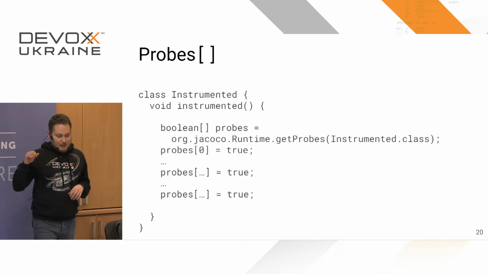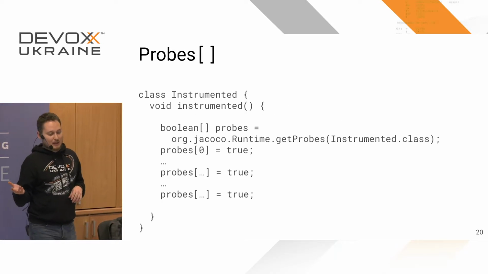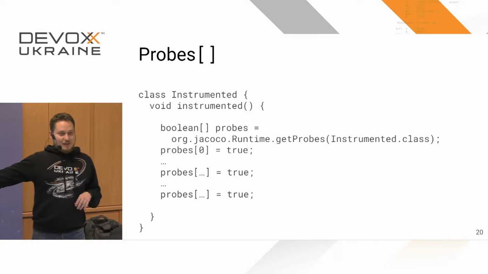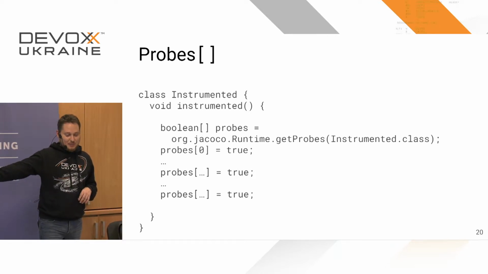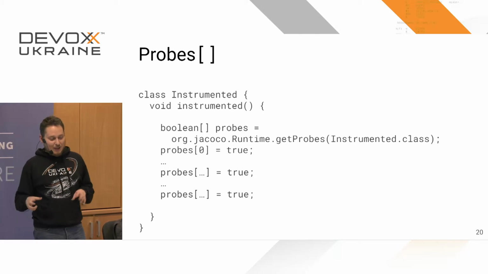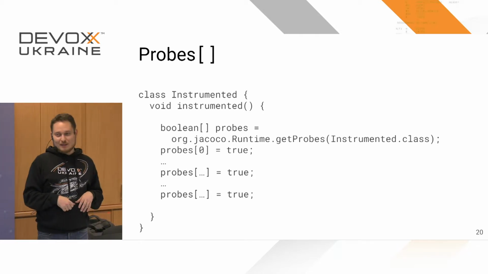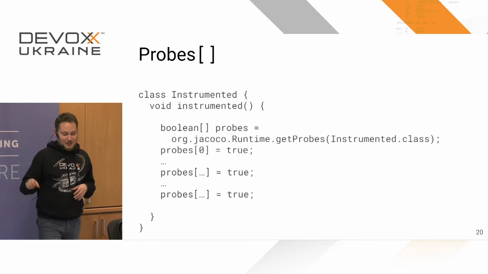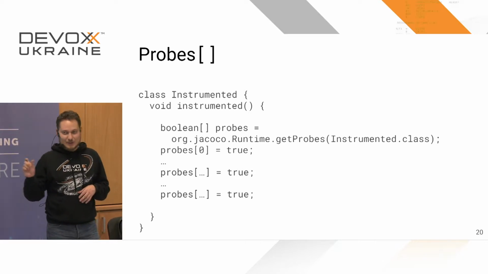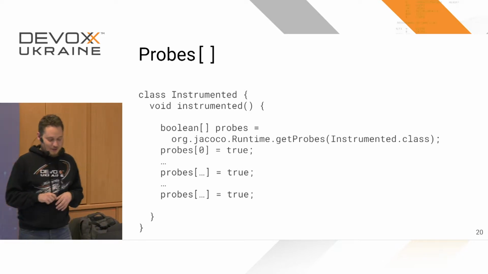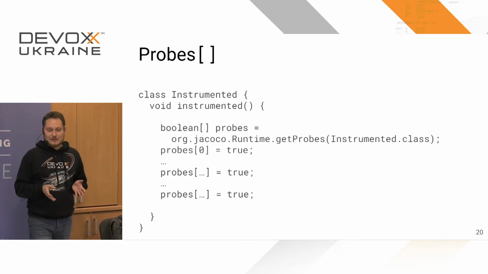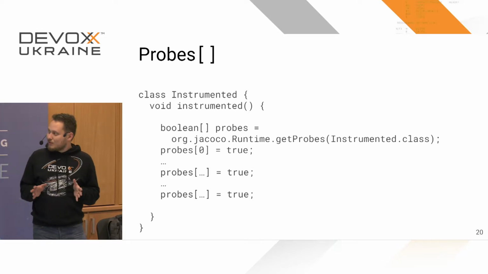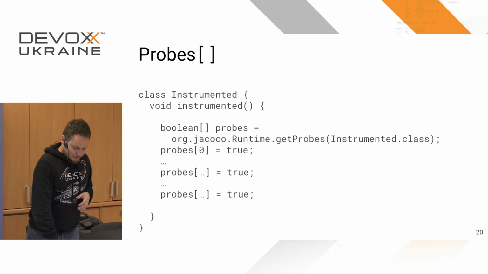So this is how instrumented code looks like. We just ask the JaCoCo runtime, please give me this array for my class. Then in certain points, we have those probes. We record the fact that something was executed, and that's it. This is a sketch of how an instrumented class looks like.